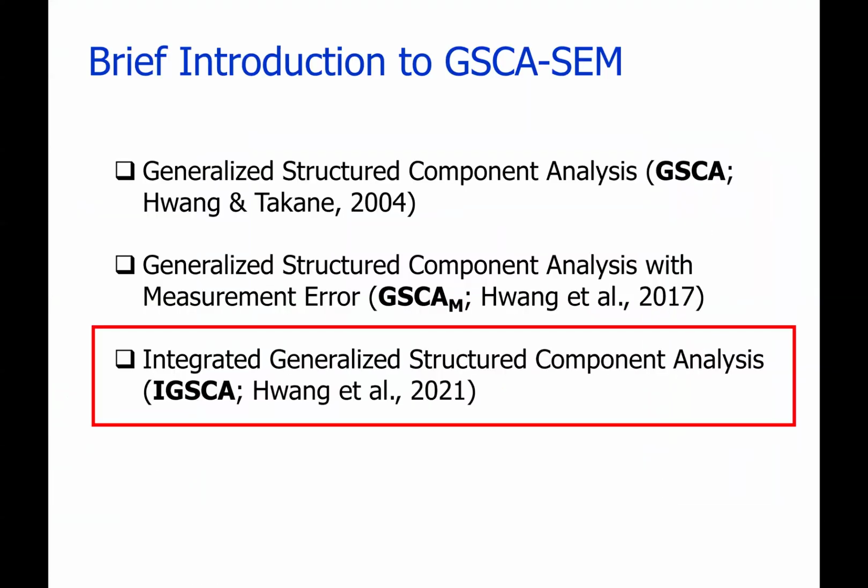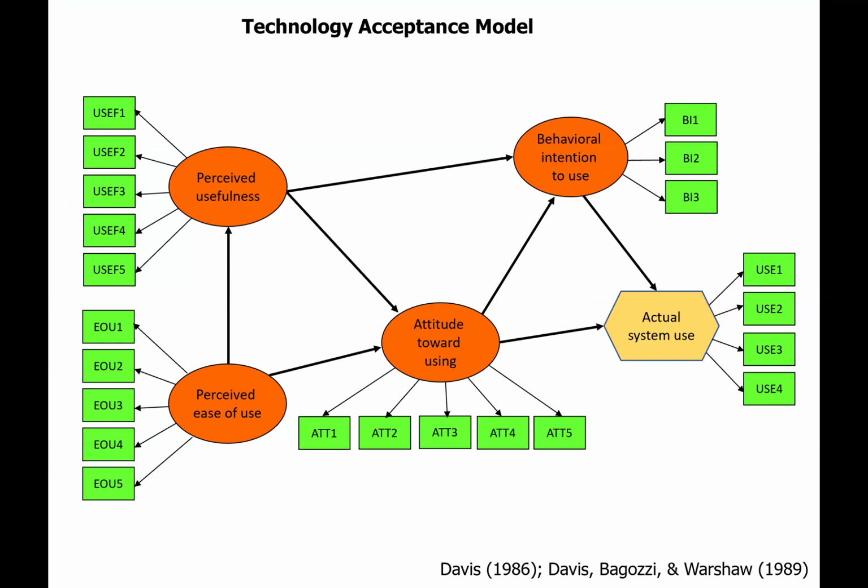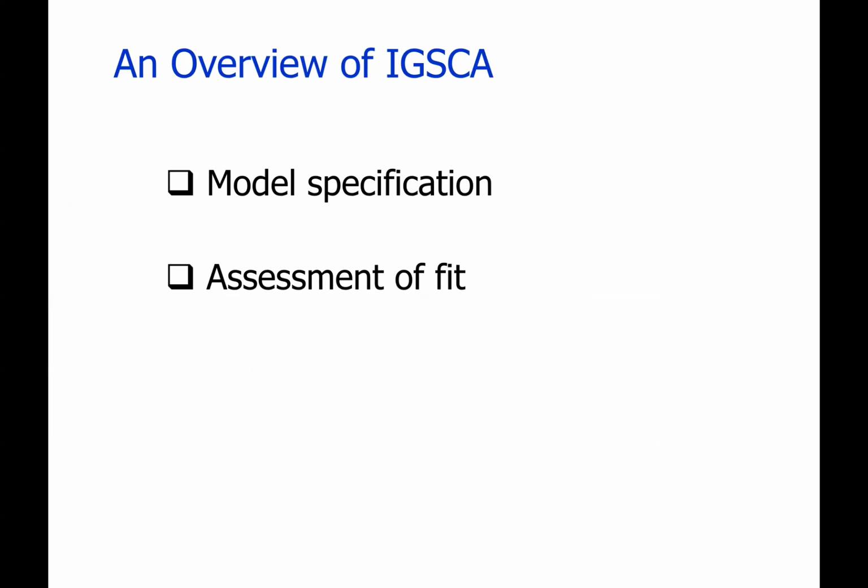The last one, personally the most exciting one, is IGCA, the integrated generalized structural component analysis, for estimating hybrid models with both factors and components. In other words, we can fit this kind of model, with factors in circles and a component in a hexagon. Let me briefly explain IGCA in terms of these two aspects.